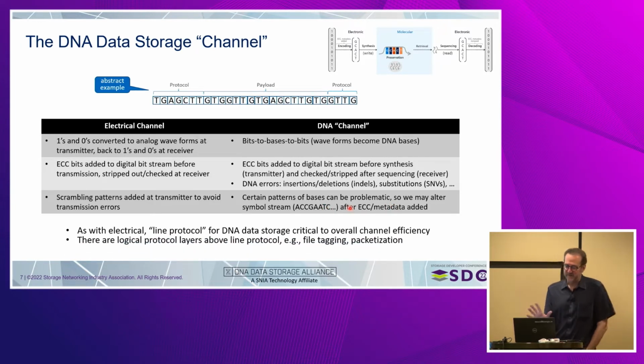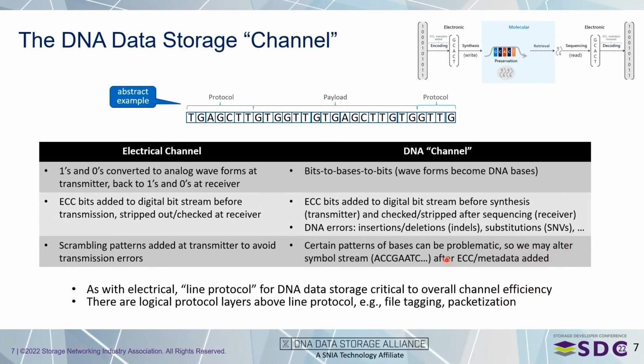So as with an electrical channel, this kind of line protocol that we've got for DNA storage is critical to overall channel efficiency and how everything works, and you'll hear more about that later today. And there are also logical protocol layers above the line protocol: file tagging, packetization. If we have a file, we break it up into many small pieces inside the molecules.